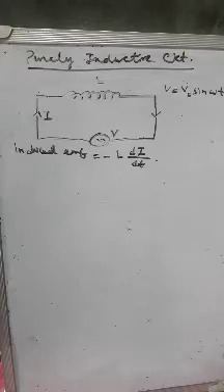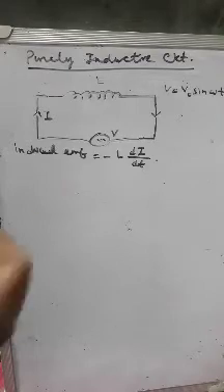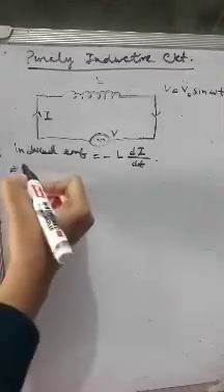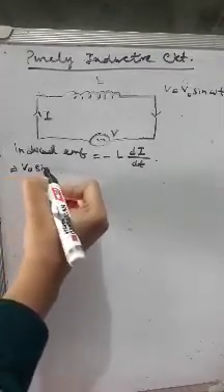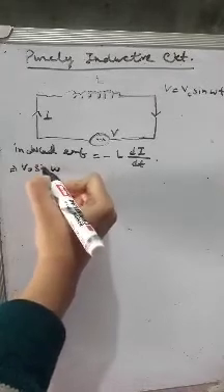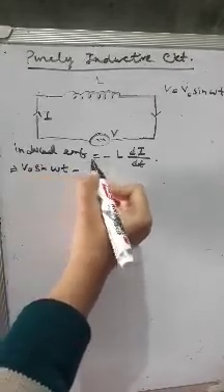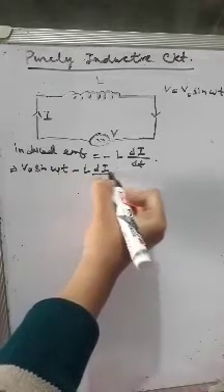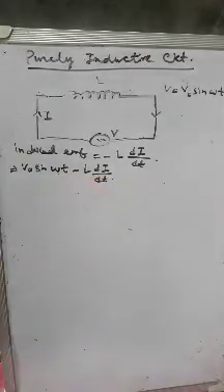So the effective voltage of the circuit becomes how much? It becomes V naught sine omega t minus L di by dt. I'm writing here V naught sine omega t minus L di by dt. This is what happens when this EMF reduces the main voltage in the circuit.